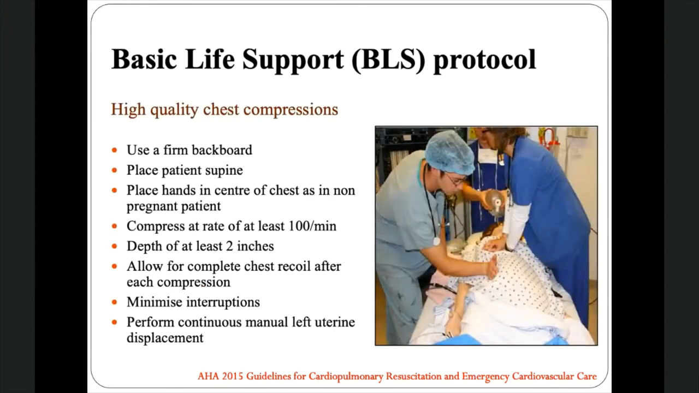Most important thing, how do we do chest compression in a pregnant patient? There should be a firm backboard. The patient is in supine position, place hands in the center of the chest as in a non-pregnant patient, and compression should be at the rate of 100 per minute, and depth should be at least 2 inches. Allow for complete chest recoil after each compression.